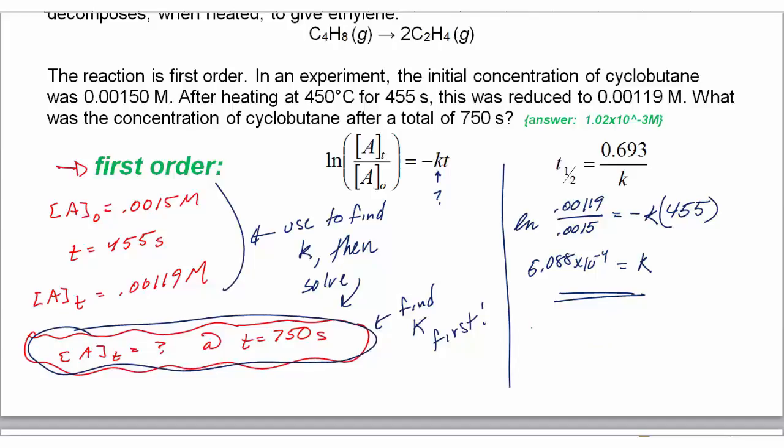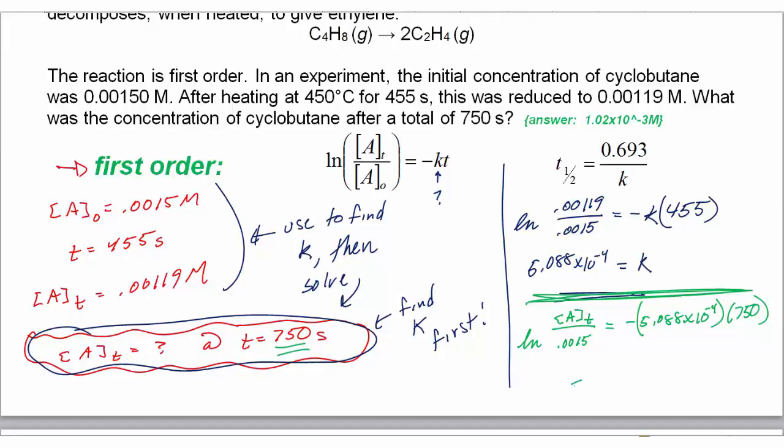Okay, apply the equation again. I'll have the natural log. Now I want to find the concentration of A at time t. The original doesn't change. That's still 0.0015. It has to equal a negative K, which is 5.088 times 10 to the negative 4, times t. Now my t is 750 seconds.